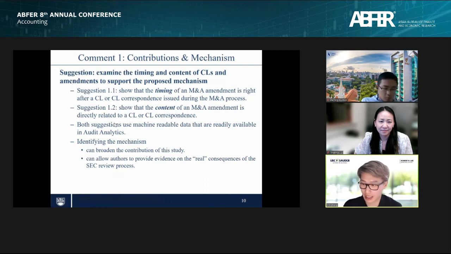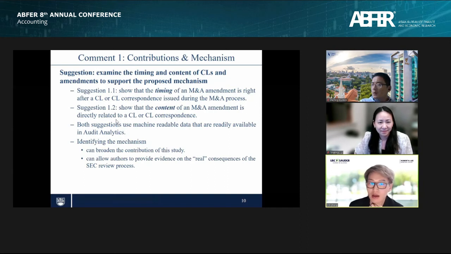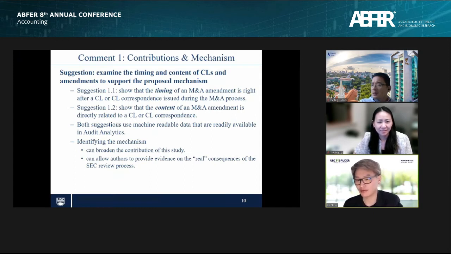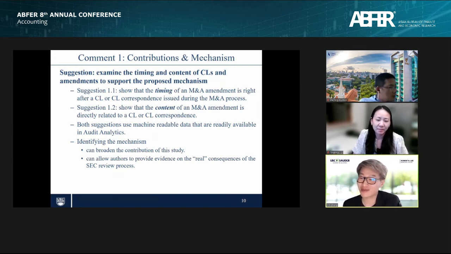All the data related to the dates and the content are already in Audit Analytics. I know you guys already hand collected comment letter content, but there's also a taxonomy in comment letter content. If you're looking further, I can help you with that as well. And I'm pretty sure the difficulty could be coming from amendments, which shouldn't be too much. You can easily download that from the SEC and do content analysis. And timing should be easily identifiable. By identifying the mechanism better, I think it can really broaden the contribution of the study, and also allows you to say something like, oh, you guys are providing evidence on real consequences of the SEC review process, which is a big contribution in this literature. But so far, I don't think you can say that, given the lack of mechanism.